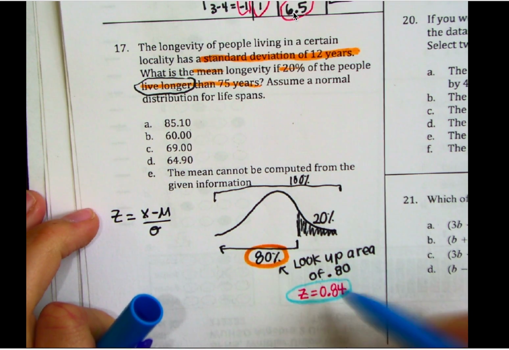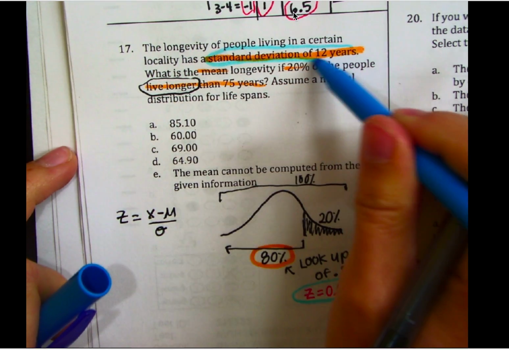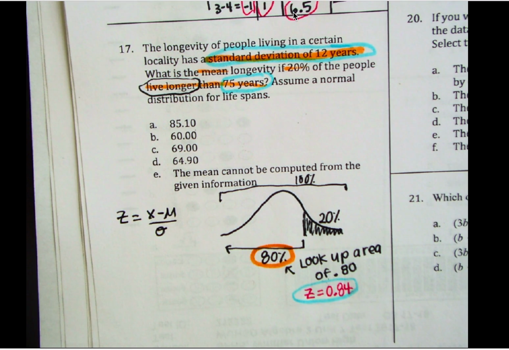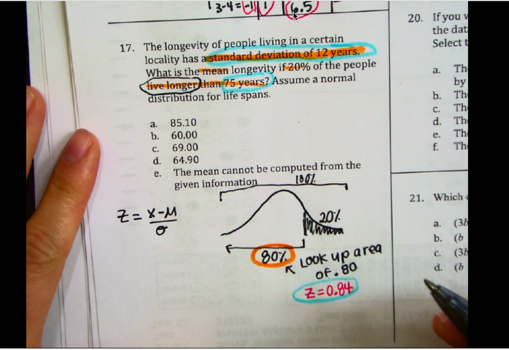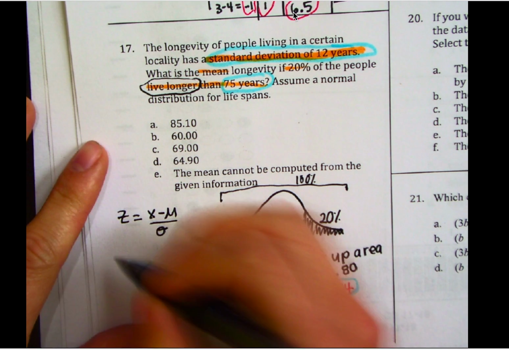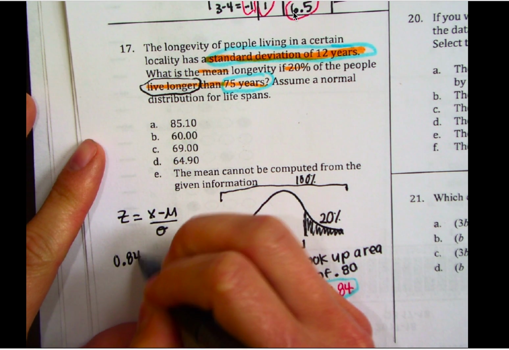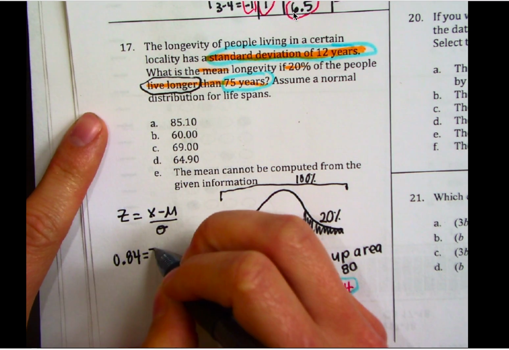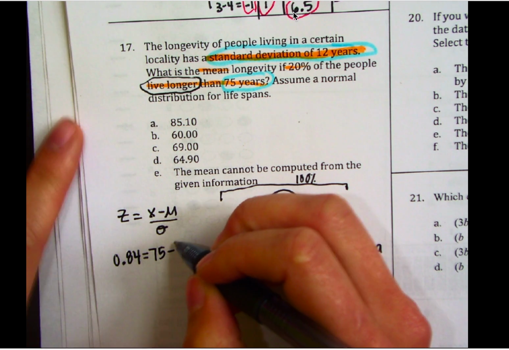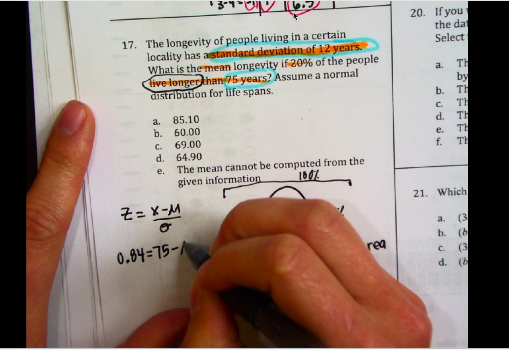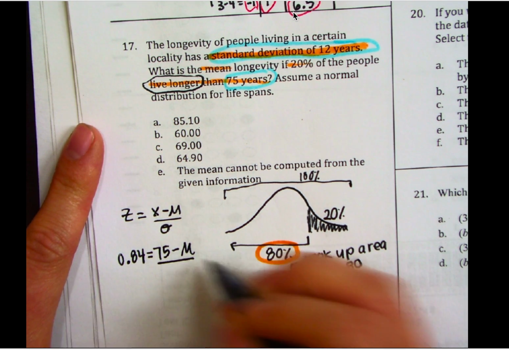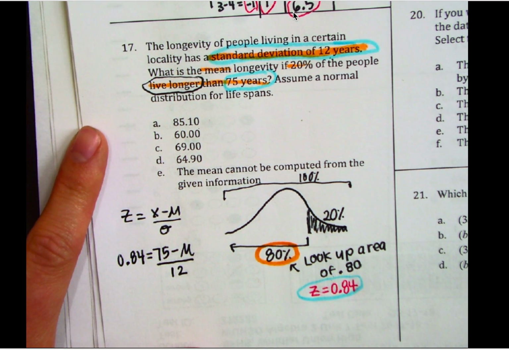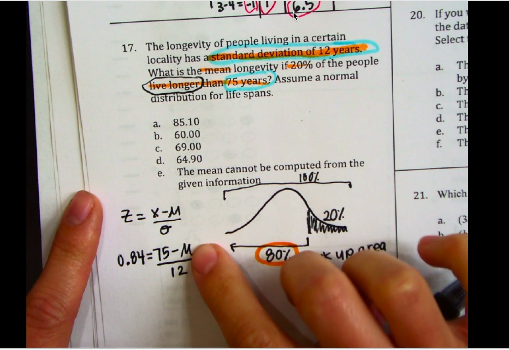We have a standard deviation, and we have a value. So we're going to plug these into our equation and we're going to find m. So I have the z-score of 0.84 is equal to my value, which is 75, minus the mean, which I don't know, so I can go ahead and leave it as mu or an x, however you want to do it. And then I have standard deviation is 12. So what I'm going to do is solve this and find that mean.